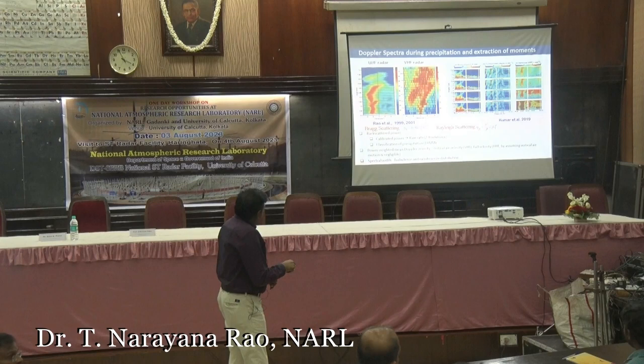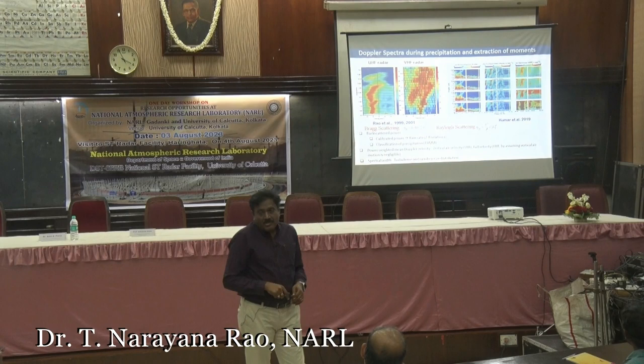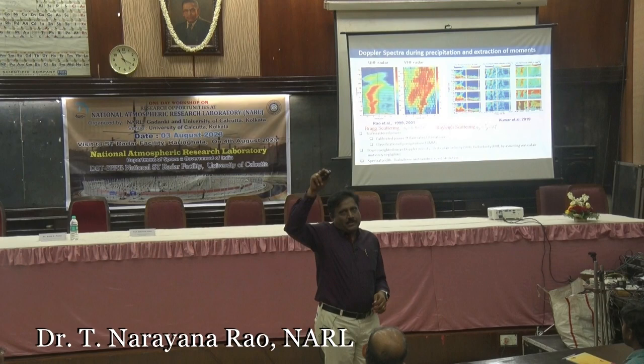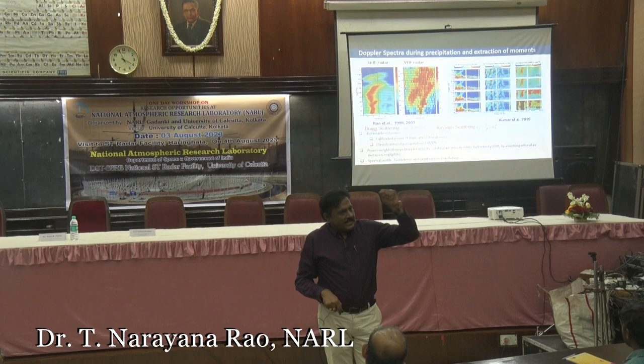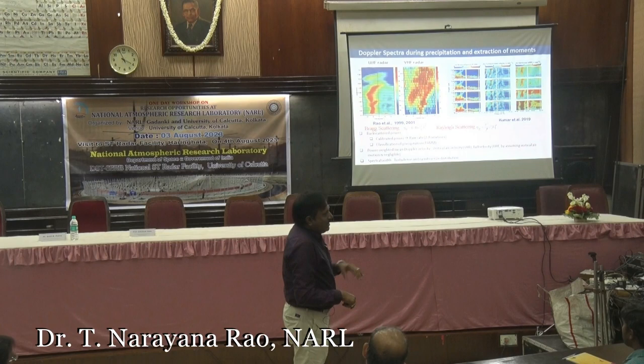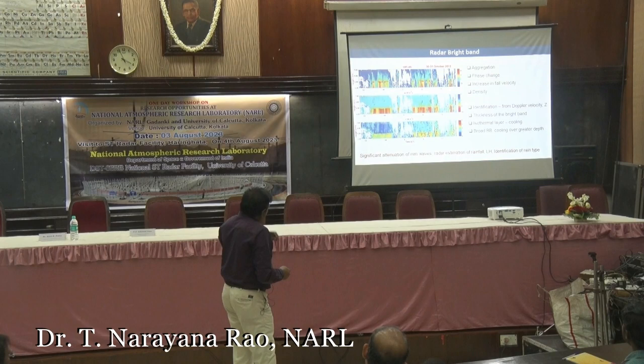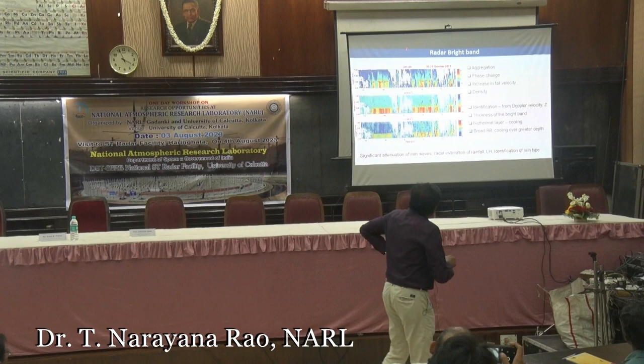Then the mean Doppler velocity gives information because once you have this velocity and this velocity, you can also calculate the fall velocity of the raindrop. And from the spectrum width, we can calculate one of the most important parameters, called raindrop size distribution. So you can get a vertical profile of raindrop size distribution. At each height, how many drops of what size are available. So the distribution of the raindrops you can get. Once you have that information, you will understand the rain processes in a much better way.